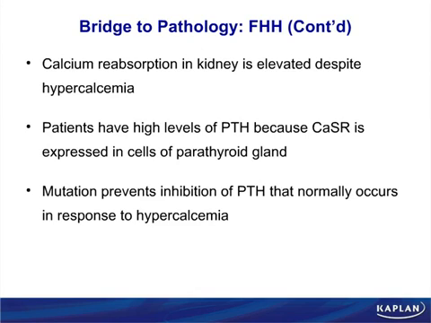So the test that tells you the difference between familial hypocalciuric hypercalcemia and primary hyperparathyroidism is the urine calcium levels. So you have to send the urine calcium levels. In primary hyperparathyroidism, the urine calcium levels will actually be very elevated, whereas in this disease, the urine calcium levels will be very low. And that's the test that tells you the difference, and that's important to know.